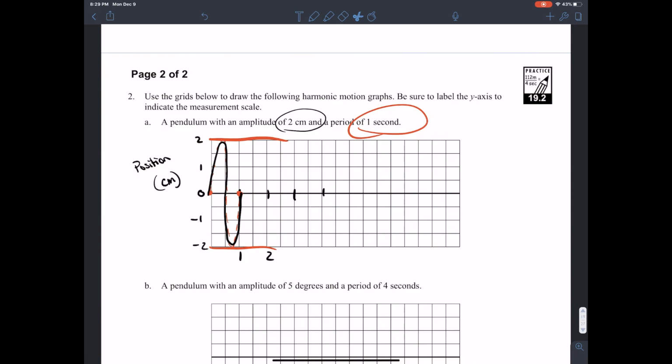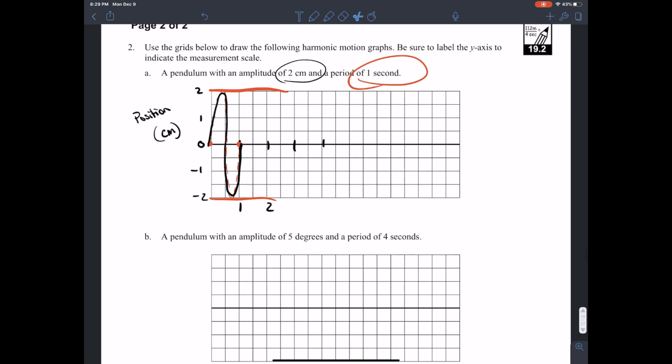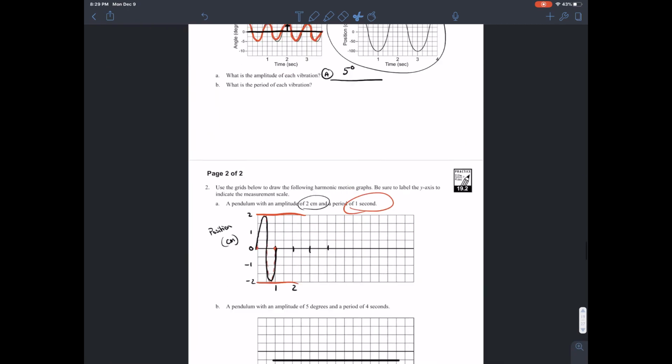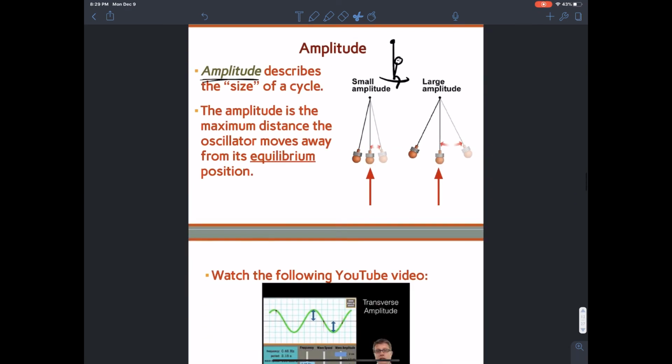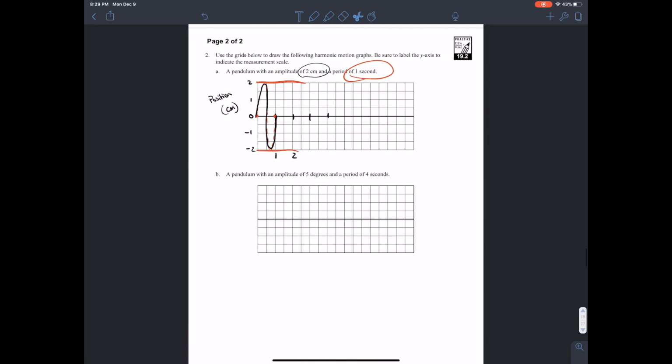But what you've got is the rest of these two, A and B, that you have to complete for tonight. So those 2 pages, this one right here, all of those periods and frequencies, and then the amplitudes on this. All right, those are due tomorrow.